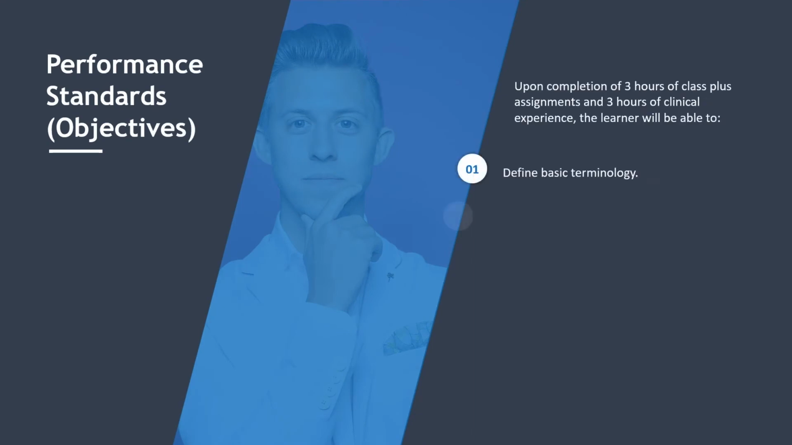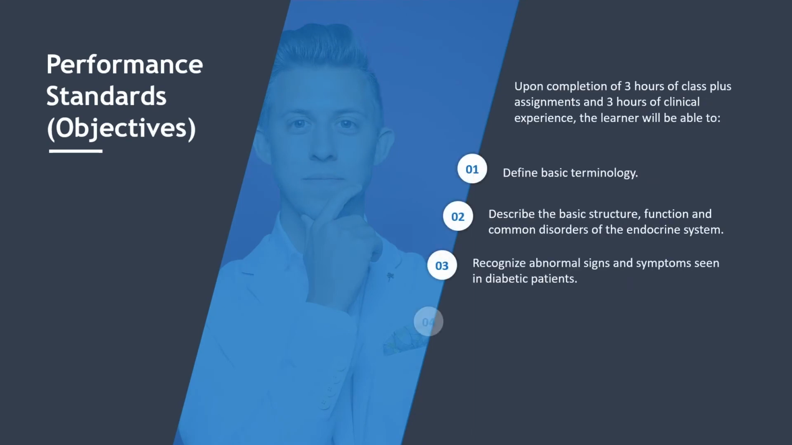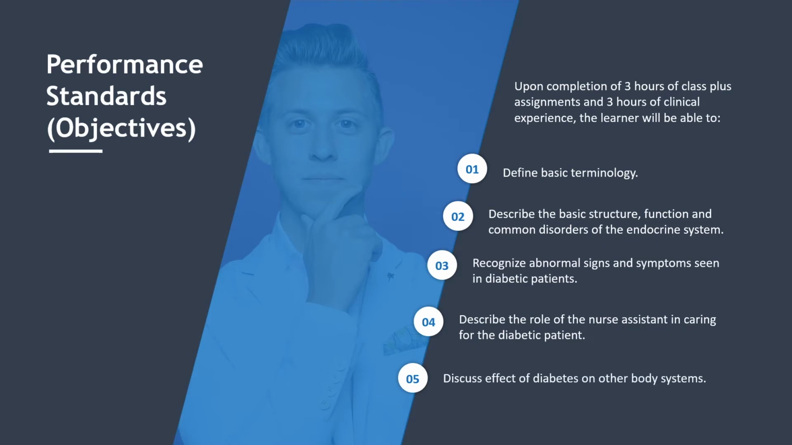Performance standards, objectives. Upon completion of 3 hours of class plus assignments and 3 hours of clinical experience, the learner will be able to define basic terminology, describe the basic structure, function, and common disorders of the endocrine system, recognize abnormal signs and symptoms seen in diabetic patients, describe the role of the nurse assistant in caring for the diabetic patient, and discuss the effect of diabetes on the other body systems.